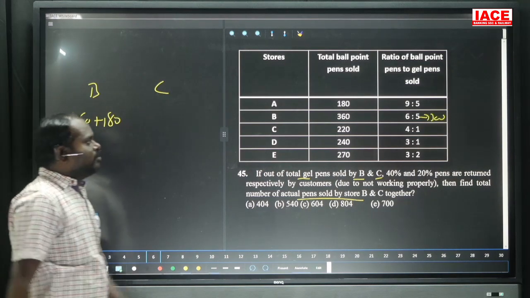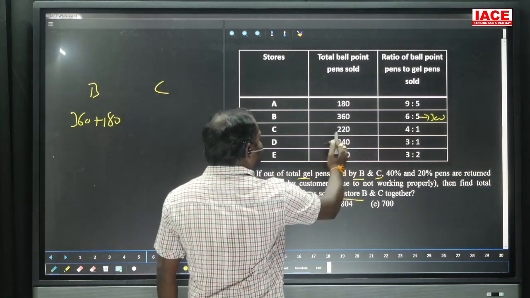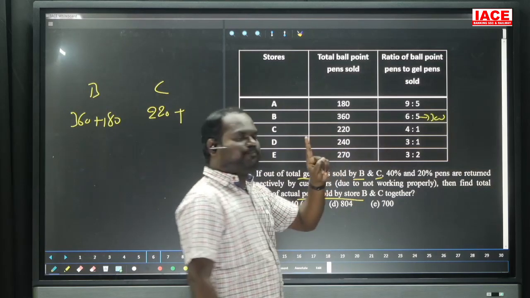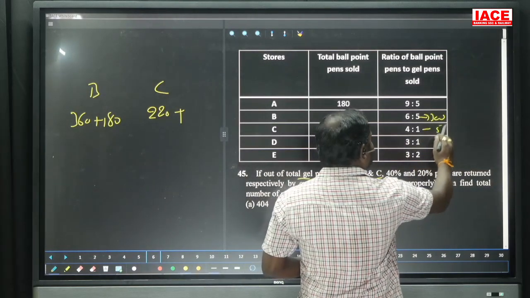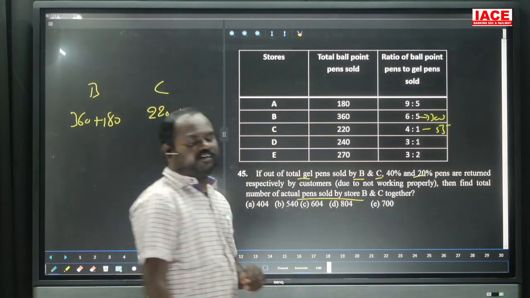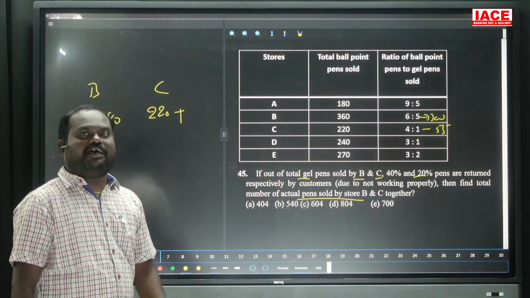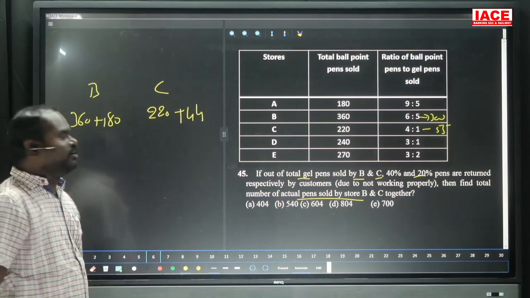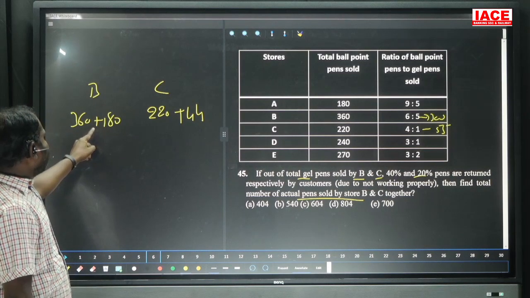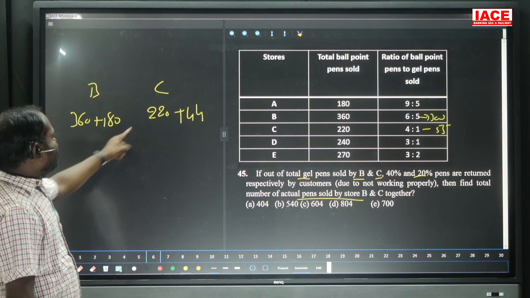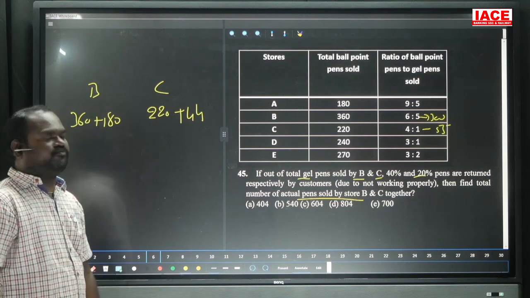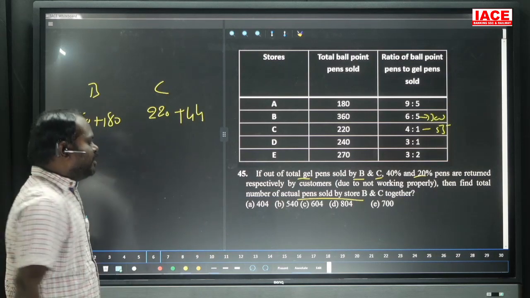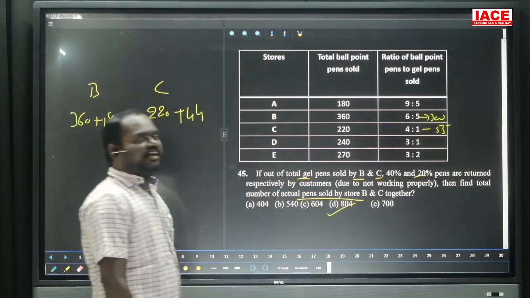Regarding C, the ballpoint pens remain as they are, 220. Four parts is 220 and one part is 55, but 20% are returned, which is 11, so the balance is 44. The total is 360 plus 180 plus 220 plus 44, which is 804. Otherwise, the last digit 4 is there, but two options have it, so 804, right. Next.